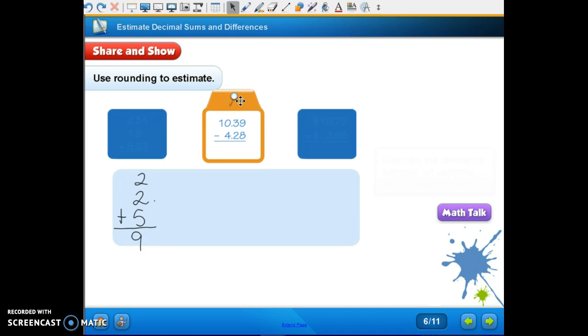This is number 2 on that same page. And again, we're going to round to the nearest whole number. Raise your hand if you know what 10 and 39 hundredths would be rounded to the nearest whole number. Parker. 10. Now someone other than Parker, what are we going to round 4 and 28 hundredths to? Faith. 4. And we're subtracting. 10 minus 4 is 6. Let's see what this one is.